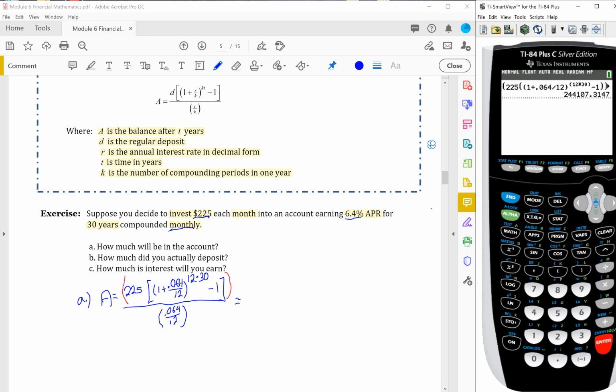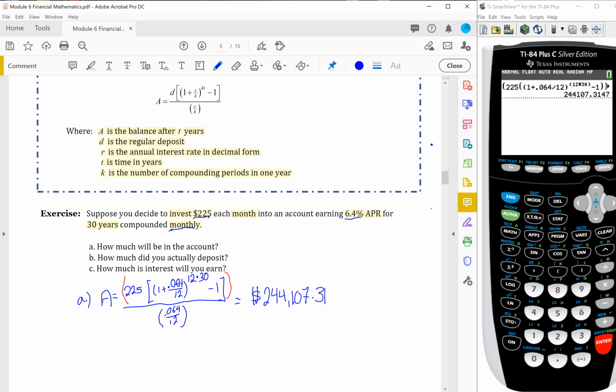I have the account has a balance of $244,107, and if I round this to the nearest penny, 31 cents will be the value of our annuity after 30 years when you make regular contributions of $225 every month.